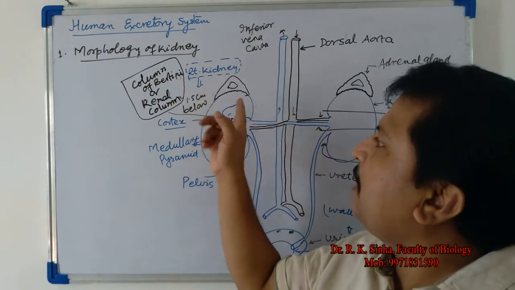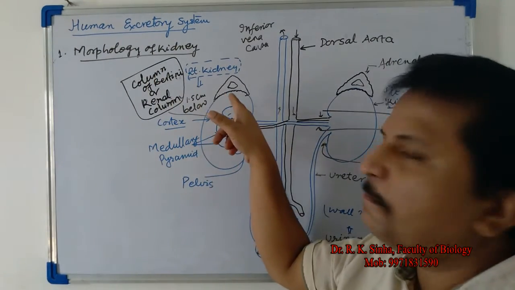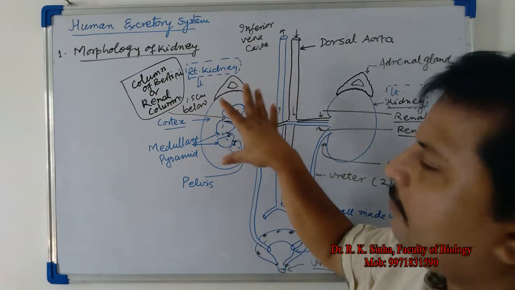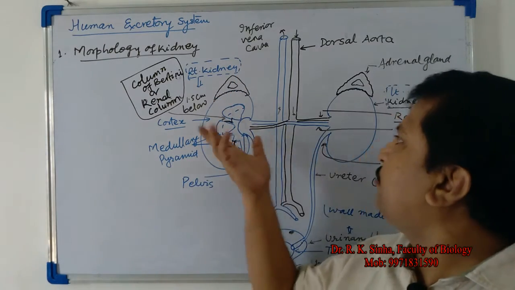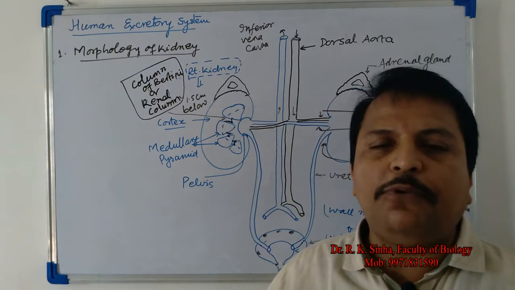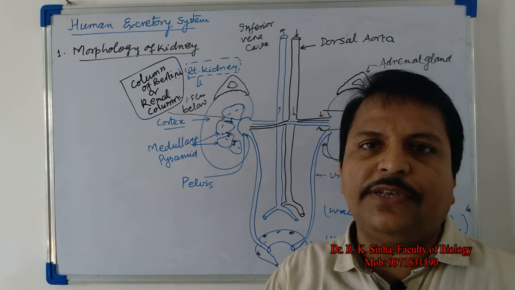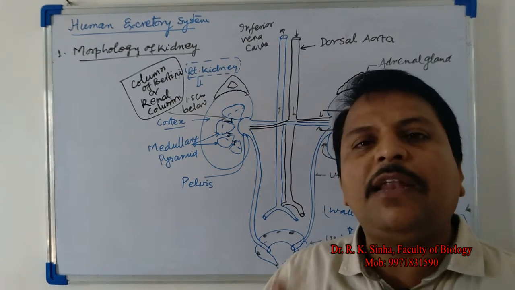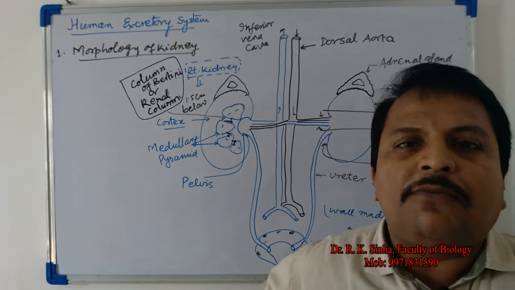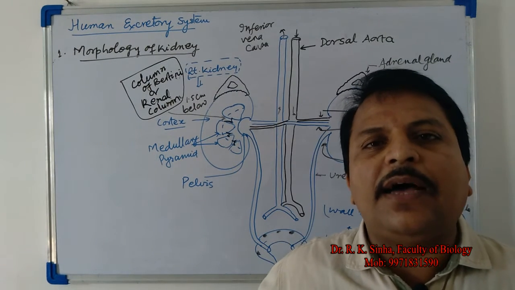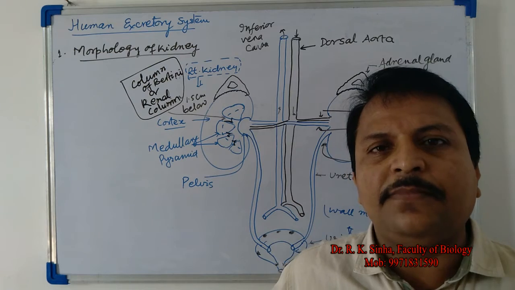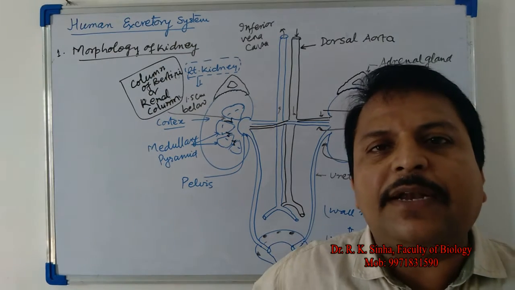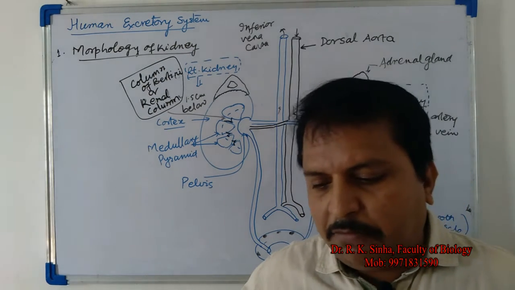So we will study the morphology of this kidney, because these two kidneys are located in the abdominal cavity on the dorsal side in front of the vertebrae, especially the last thoracic vertebrae and third lumbar vertebrae. Okay, that will be protected by these vertebrae.